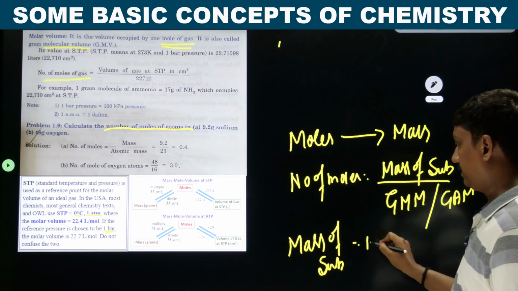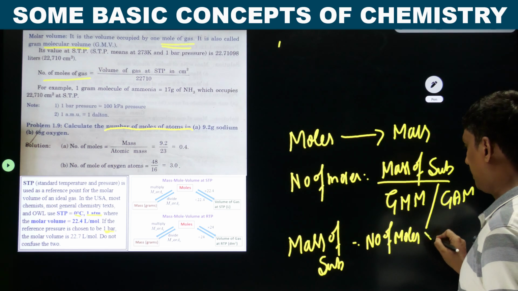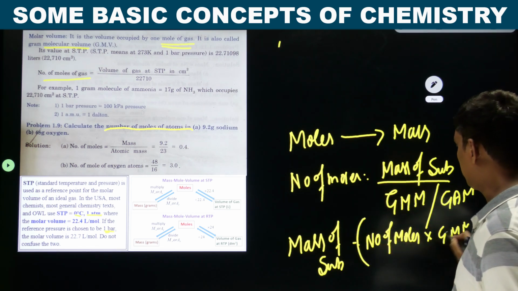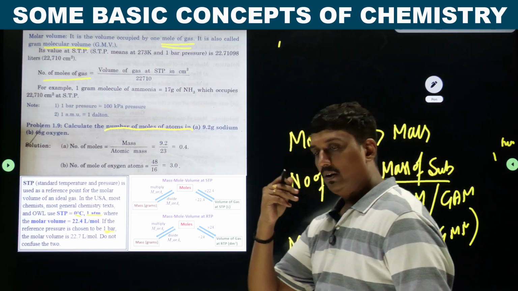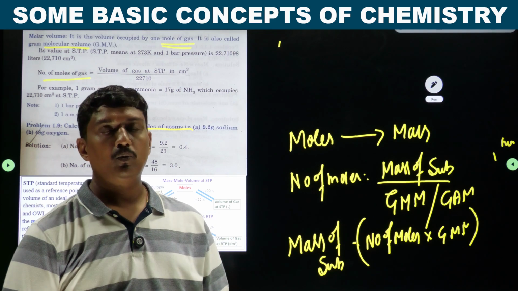Moles are given, which is simple: number of moles into gram molecular mass. Multiply with this, and you will get the mass of the substance. So this is how it can be converted. This is about molar volume.